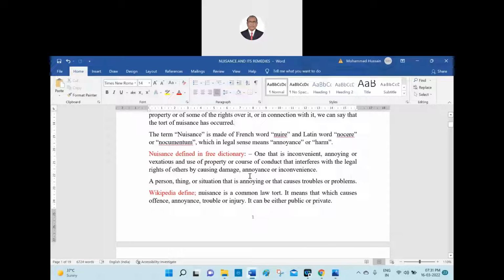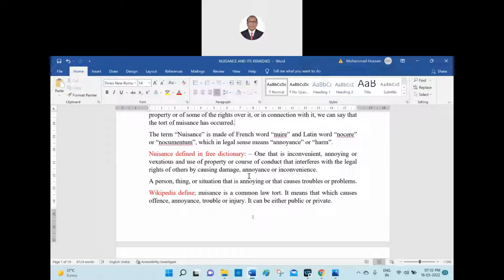So the term nuisance is made of the French word nuire and the Latin word nocere and nocumentum, which in a legal sense means annoyance or harm. Actually, it is nuire. The term nuisance comes from the French word.